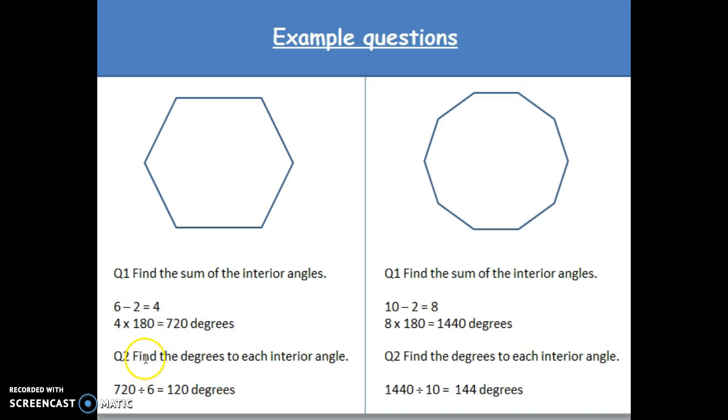The next one is to find the degrees of each interior angle. Well, because there's 1, 2, 3, 4, 5, 6, I'm going to take my total, divide by 6, and I get 120 degrees. Similarly with this one, if I count the number of sides here, I'm going to get 10, and 10 take away 2 is 8, so 8 times 180 degrees is 1,440 degrees. If I were to then find the degrees of each interior angle, I'll take my total, divide by how many there are, which is 10, I get 144 degrees.